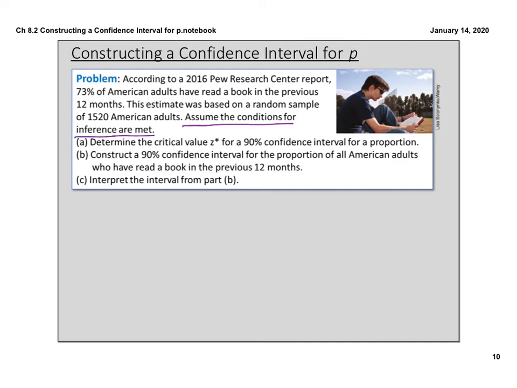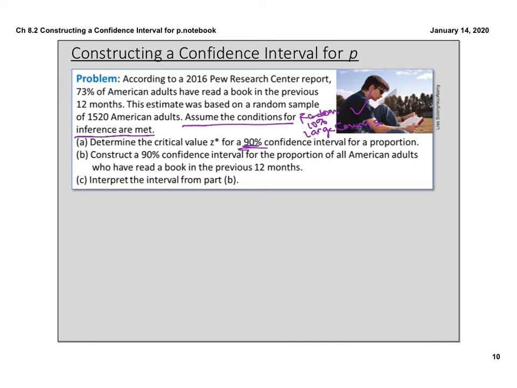That's really good. What that means there is that they've checked those three things for you. They've done random, they've done 10%, and they've done large counts. Okay? That's what they're saying there. Check, check, check. So when you are told that the conditions for inference are met, then your conditions have already been checked. So in part A, it says determine the critical value for a 90% confidence interval for the proportion.